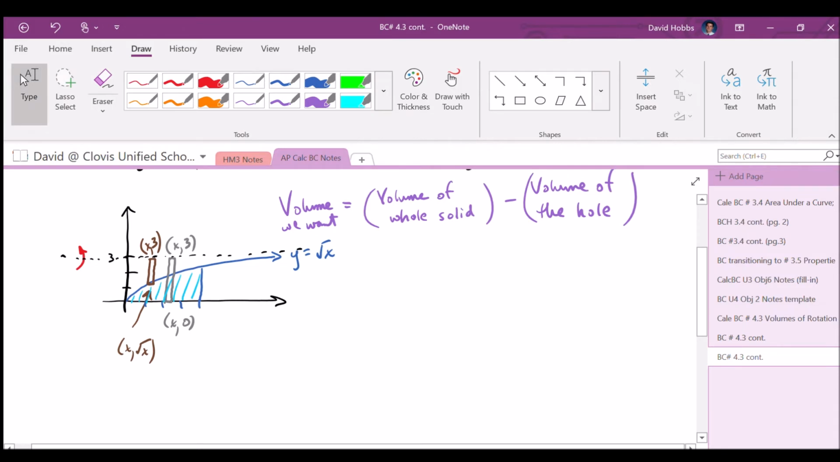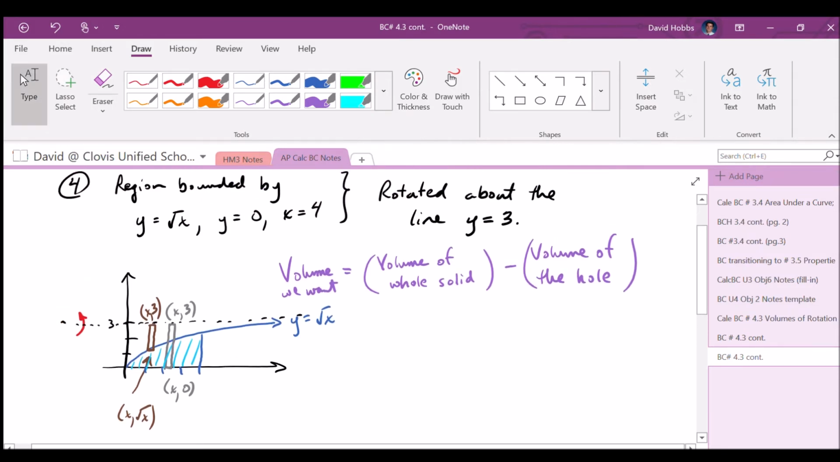Okay, so let's go ahead and get to it then. So we've got pi. Now the whole solid, that's going to be this bigger rectangle. So what is that radius? Well, top minus bottom, so 3 minus 0. So pi times 3 squared dx, because they're little delta x's. And these go from x equals 0 to x equals 4. So that's the volume of the whole solid.